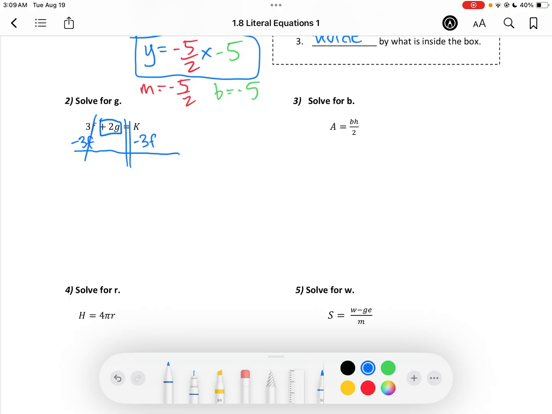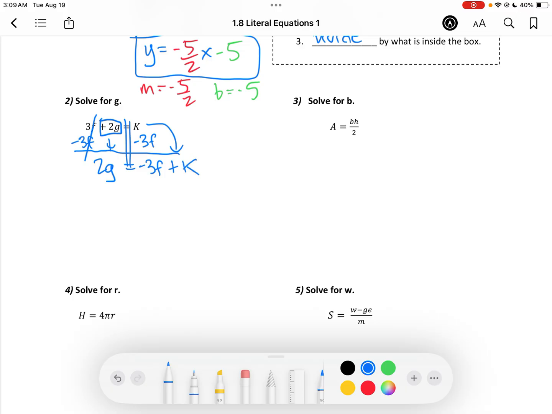The 3f's on the left cancel, and I'm going to bring down this 2g. So I'm getting closer to getting it by itself. K and negative 3f are not like terms, so I'm going to bring the negative 3f down and bring this positive k behind it, like so.